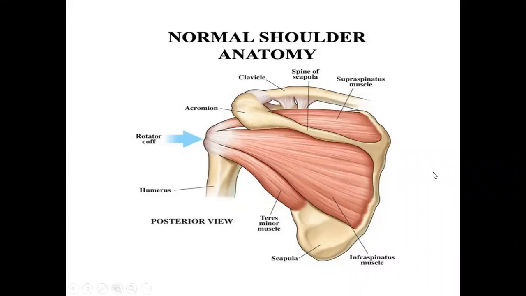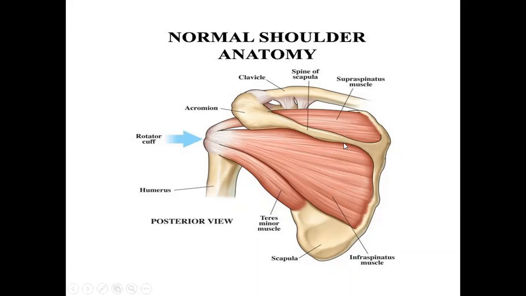We've got this muscle here, which is superior to the spine of the scapula. This is the supraspinatus muscle. It's superior to the spine of the scapula, so it's easy to remember. This is the supraspinatus muscle, the one just on top.